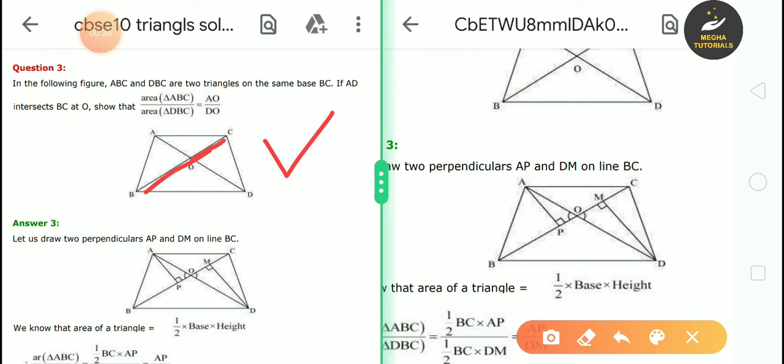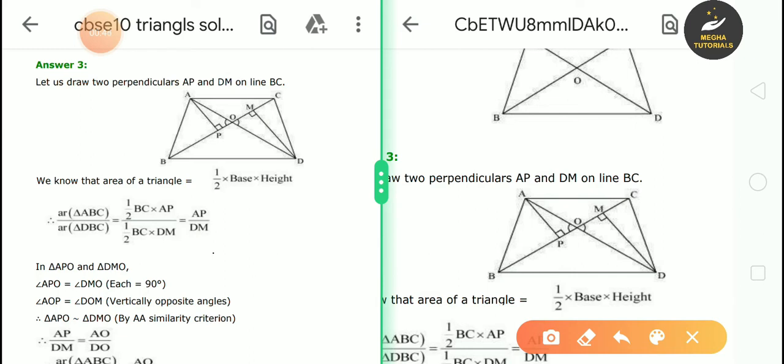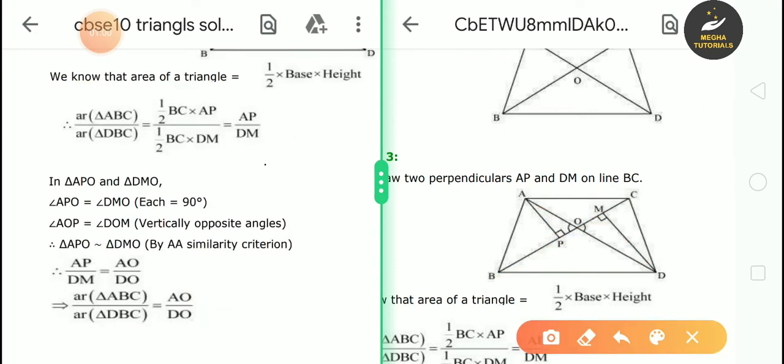Then you have to show that area of triangle ABC upon area of triangle DBC is equal to AO upon DO. So let's start. The construction is, we have to draw perpendiculars AP and DM on line BC like this. AP perpendicular to BC and DM perpendicular to BC. Okay. So let's go ahead. Now we know that area of a triangle is equal to half into base into height. Okay. So check in the diagram, for area of triangle ABC, your height is AP and base is BC.